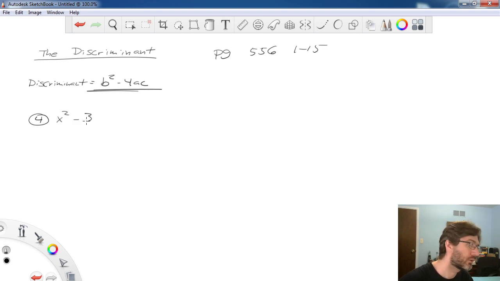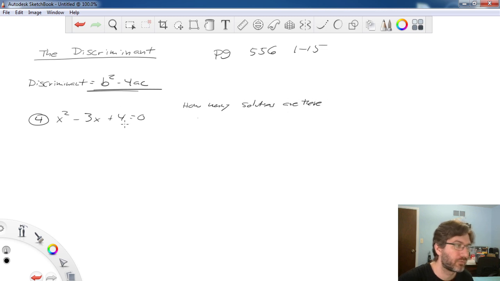x squared minus 3x plus 4 equals 0. It's asking for the discriminant. It just wants to tell you how many solutions this has. So, how many solutions are there? In other words, find the discriminant.